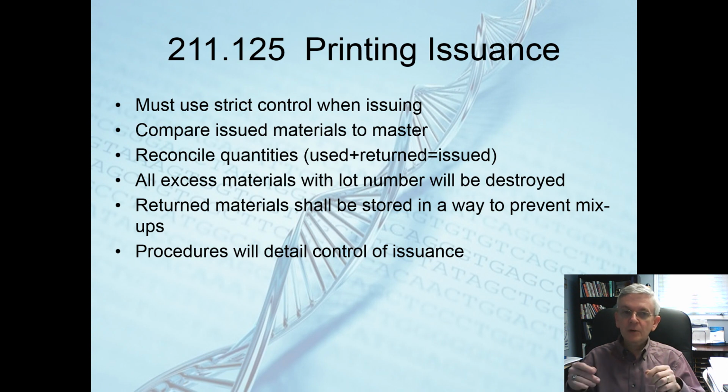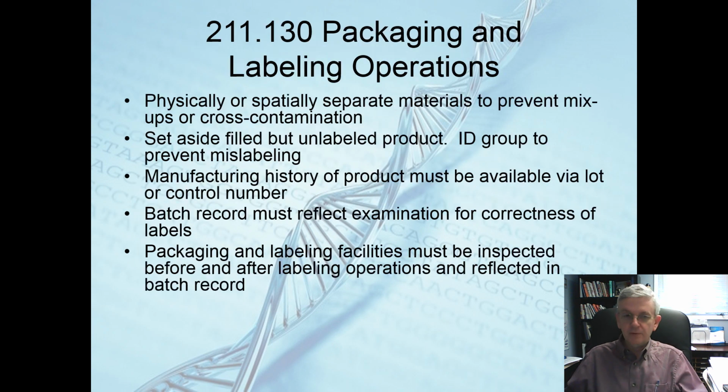Printing issuance. Must have strict control when issuing printed material, whatever it is. Quantities going out and quantities coming back versus quantities used. That's what this is talking about here. All excess materials with a lot number that happens to be put onto the label is destroyed. Return materials shall be stored in a way to prevent mix-ups. Procedures will detail control of issuance. You'll have procedures in place for these types of things.